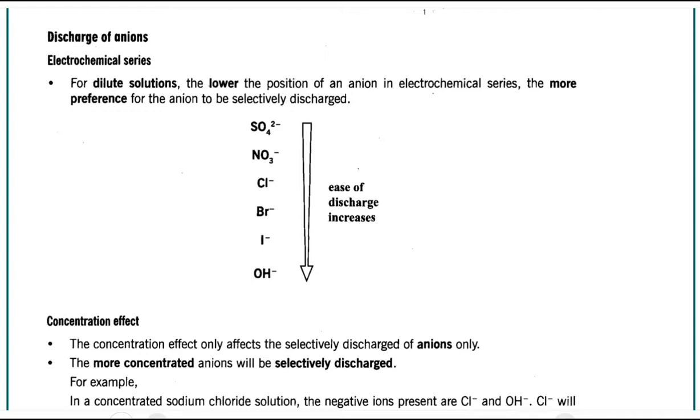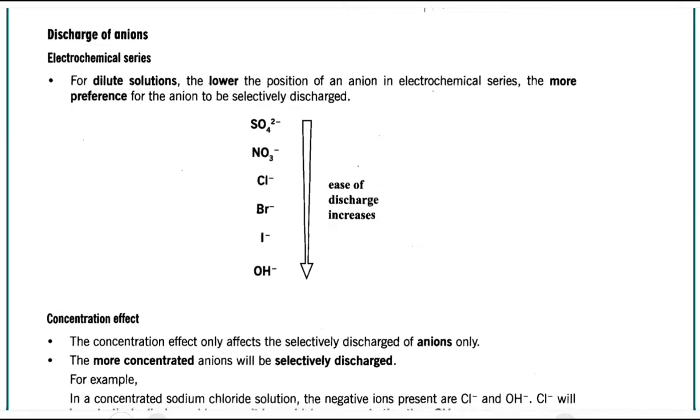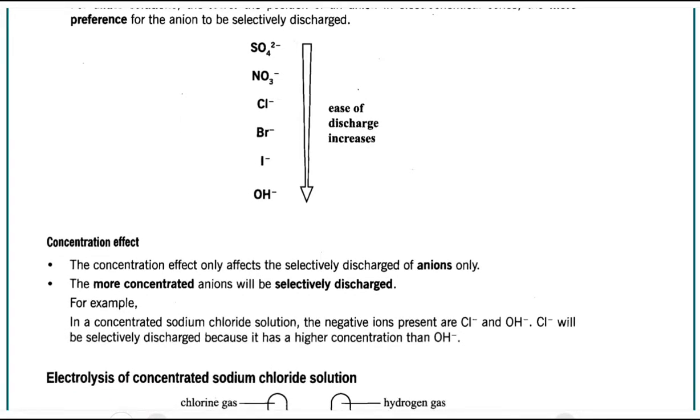So let me start with the concentration effect, before the electrochemical series. It suggests the fact that the more concentrated ions will be selectively discharged. So let's say, for example, we have concentrated sodium chloride, right? The chloride will be the negatively charged ion that will go to the anode, so chlorine will be the one that will be discharged. At the positive electrode, which is the anode, it will be chlorine, because this one is a concentrated solution, rather than OH minus. So between the two of them, with concentrated sodium chloride, the concentrated part would be the one that would be selected.